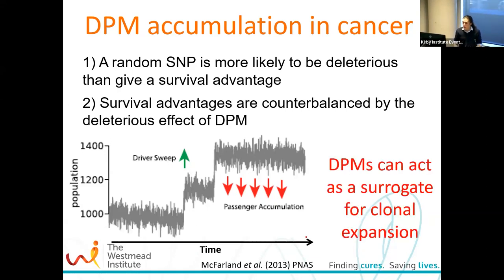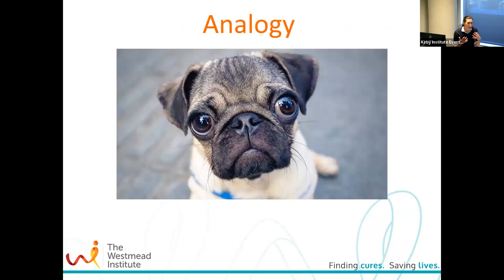So we think that DPMs can act as the surrogates for clonal expansion. Another way to get at this is the analogy of pugs. Basically, if an alien came down from outer space and saw all of these pugs, they're really bad dogs in terms of all the things wrong with them. They can hardly breathe, all that sort of thing. But there's so many of them.